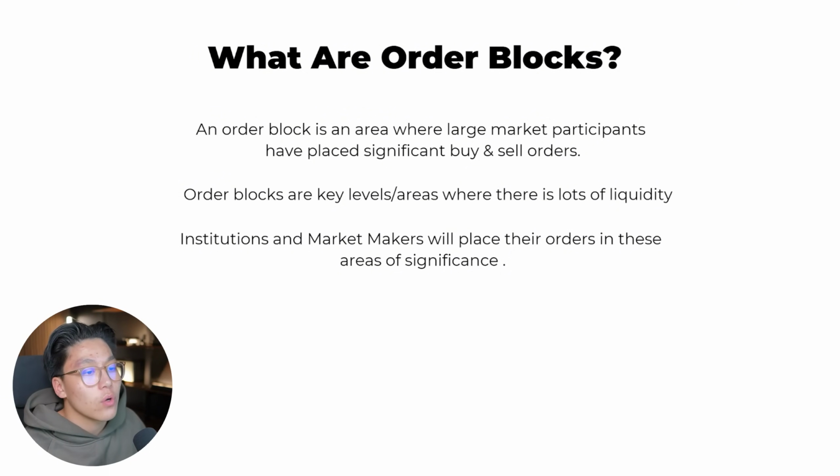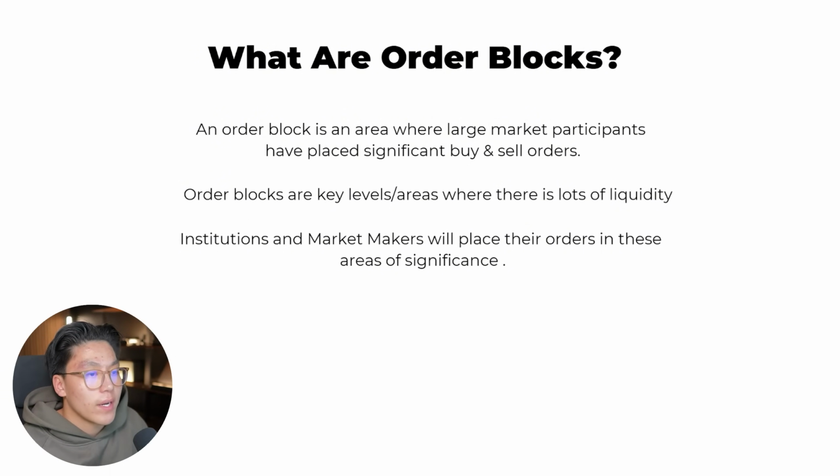Order blocks are also key levels and areas where there's lots of liquidity. So the reason why these large market participants are placing their orders inside of order blocks is because there's a lot of liquidity resting around these key areas. So if there's a lot of liquidity resting around these key areas, there's going to be institutions and market makers that place their orders in these areas of significance. So order blocks are very important.